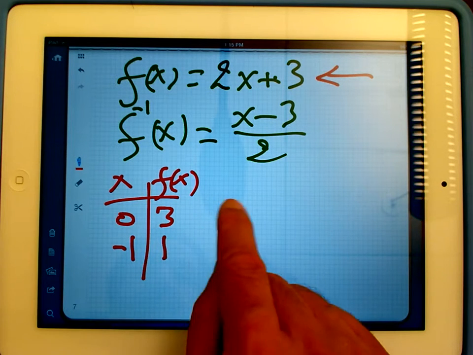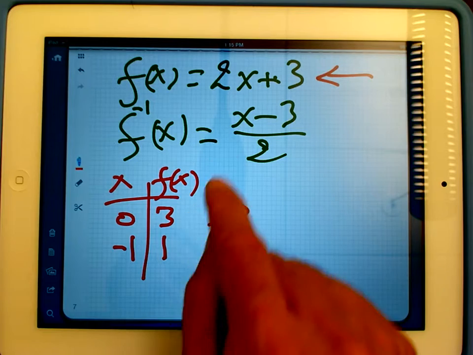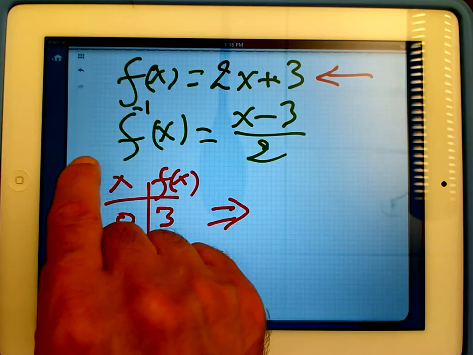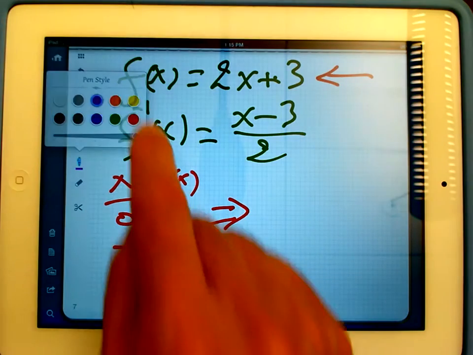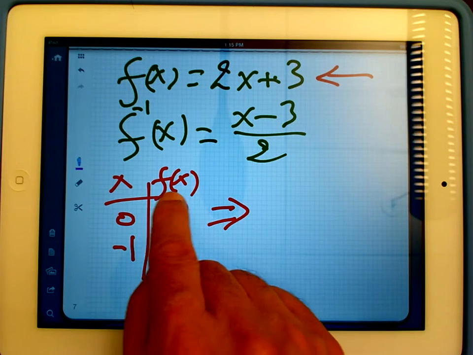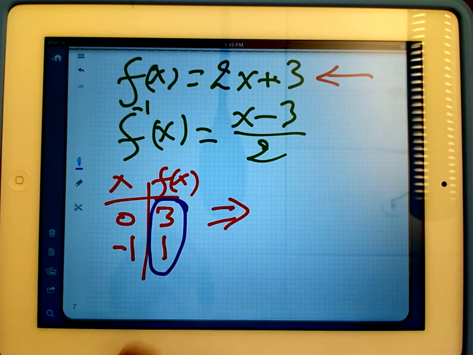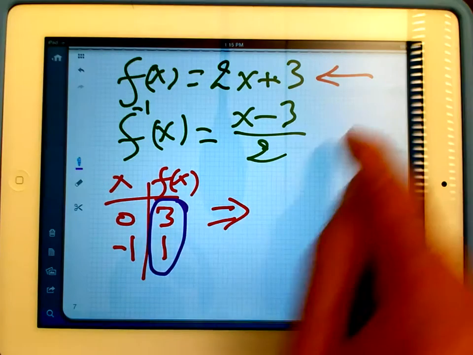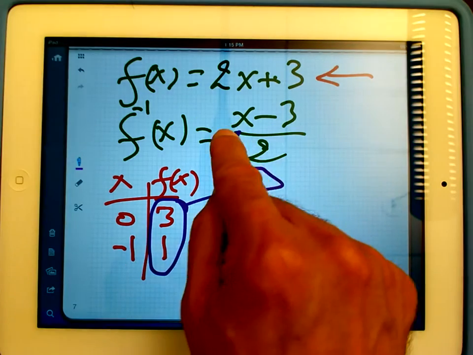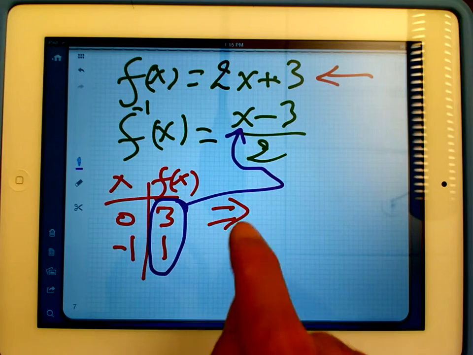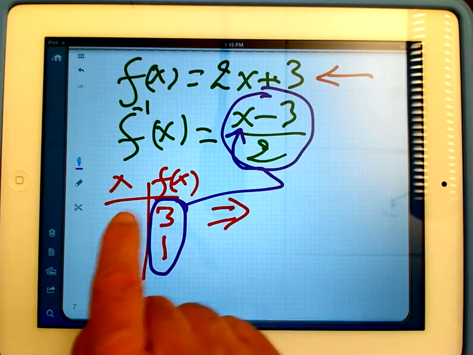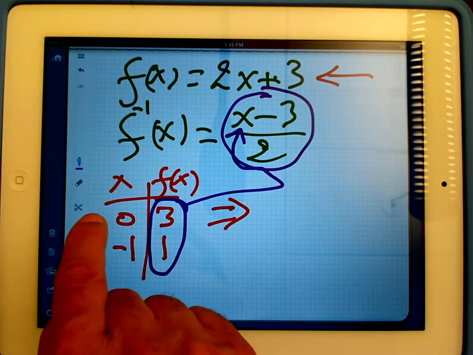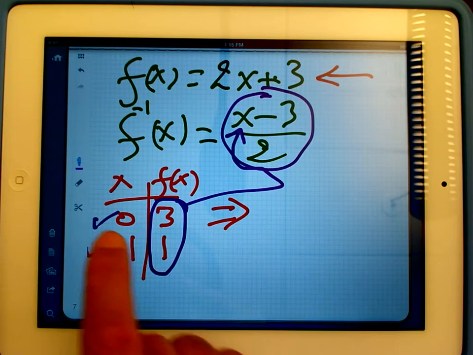Now, what this means, my friends, is that, remember, we exchanged the inputs and the outputs. So I'm going to use this purple color to indicate that if I use these now as the x values for this function, then I should end up with, as an output, each one of these two values, the 0 and the negative 1.